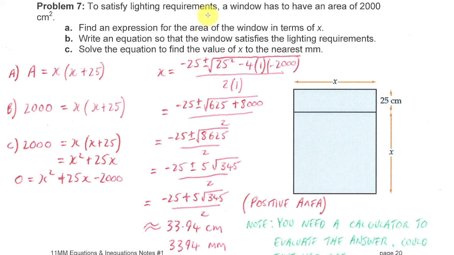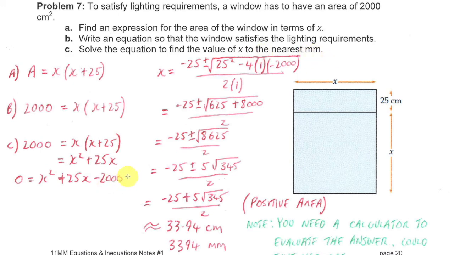To satisfy a lighting requirement, a window has an area of 2,000 centimetres squared. There's the window in terms of x, and obviously this length here is 25 centimetres longer than its width. So the area is that, and we know that must be equal to 2,000. And then for C, we need to solve the equation to find the value of x to the nearest centimetre.